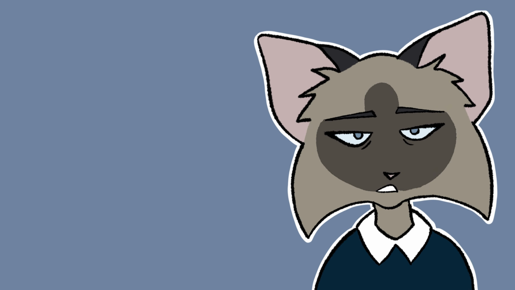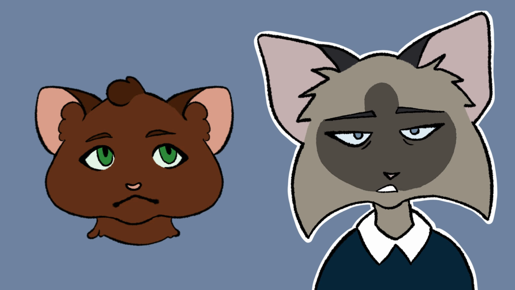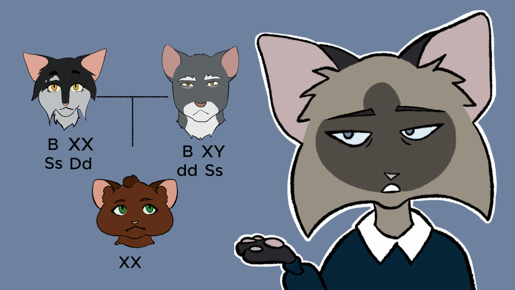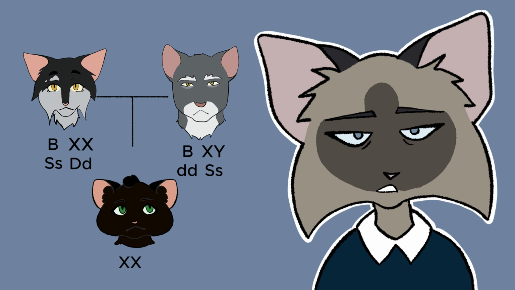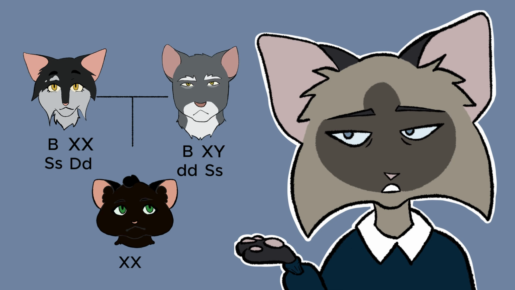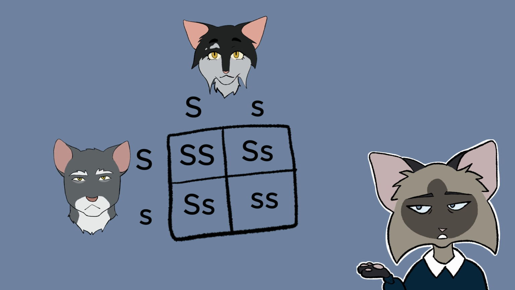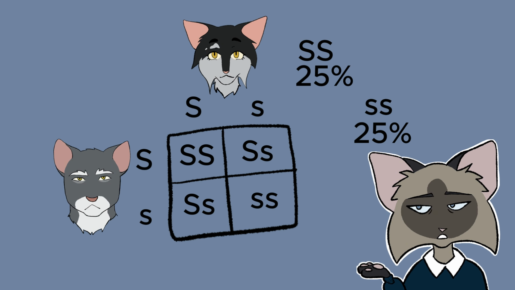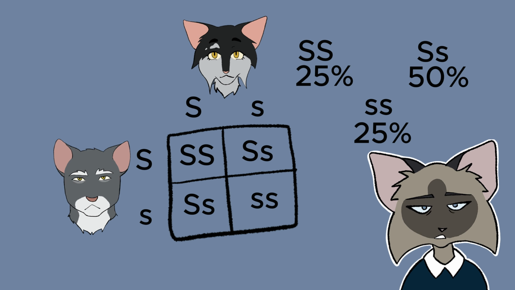So their offspring, Renflight, is described as a brown she-cat. Based on her parents' genetics, she would have a black base coat, so she would look something like this. We also know that both of her parents are big S, little s for the W locus. So looking at a quick Punnett square, we know that she would have a 25% chance of being big S, big S, a 25% chance of being little s, little s, and a 50% chance of being big S, little s.